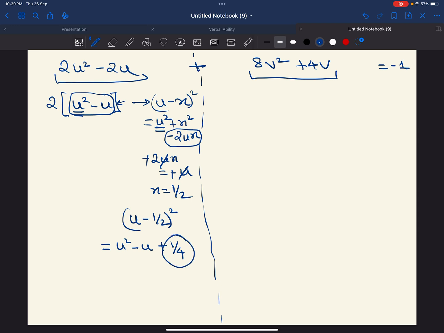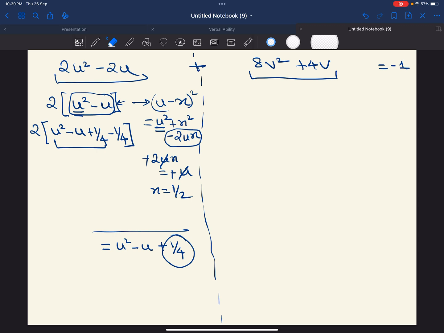Okay, I'm just erasing certain part of it. So I'll just keep this for reference. So if I have to convert to u square minus u plus 1 by 4, I'll just minus 1 by 4 as well. So it is same, right? What we want is only these three terms. So what happens to this? We take it out of the bracket. Out of the bracket it goes. What it means is 2 (u square minus u plus 1 by 4) minus 2 into 1 by 4, which becomes minus 1 by 2.